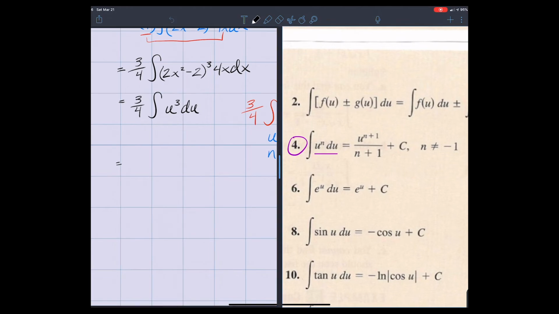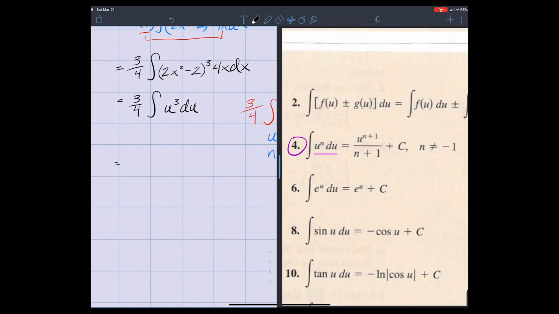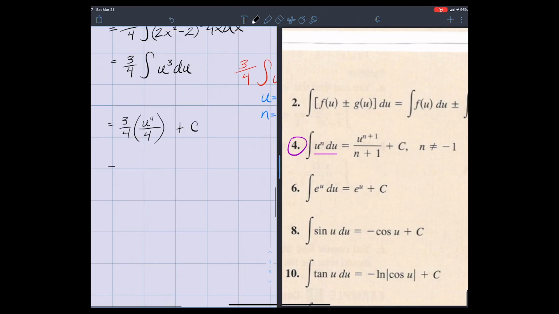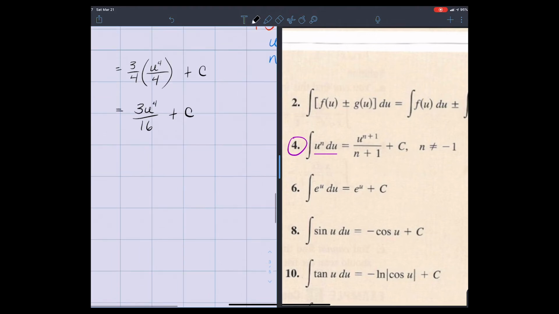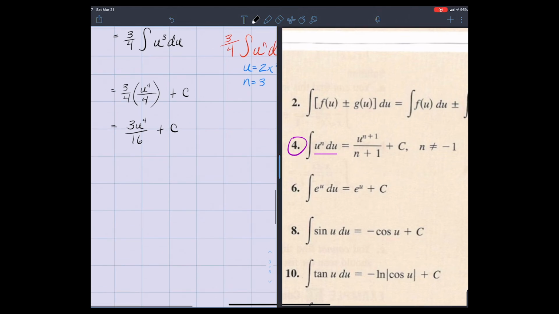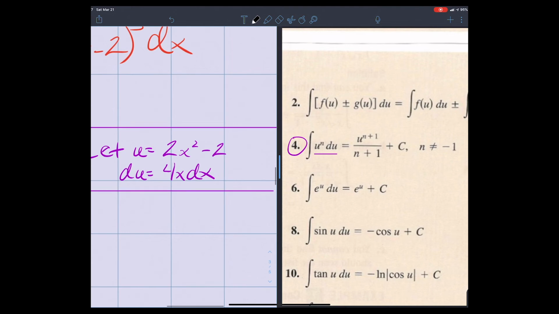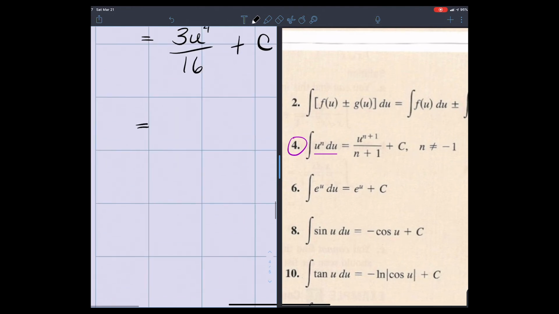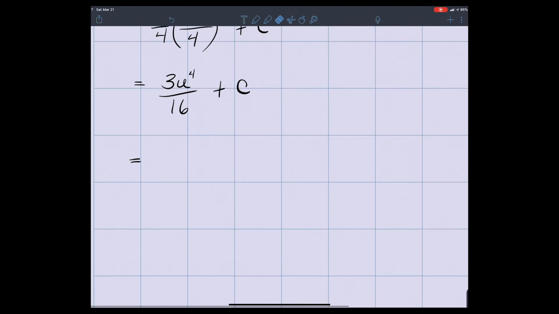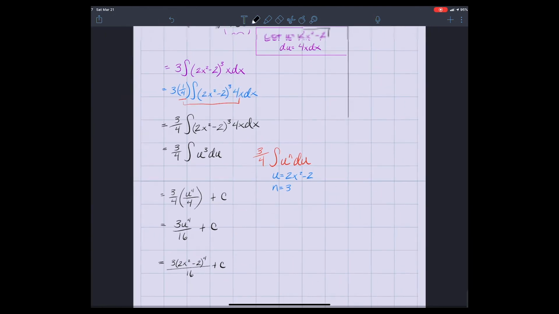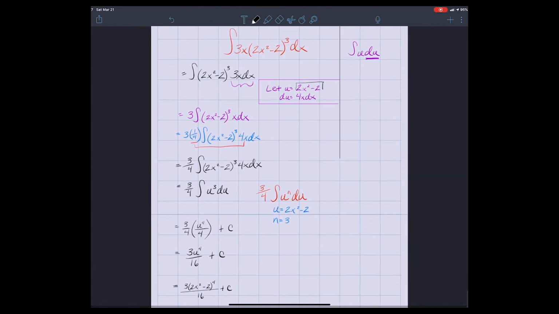So using this rule on the right-hand side, I can say that I'm going to just do 3/4 times, I have to raise it to the power, u to the 4th power, and then I have to put it over the same number 4, n plus 1. And then I have to put the c. This just cleans up nicely to 3u to the 4th over 16 plus c. Now, what I have to do is substitute u back for what we started with, which is this, 2x squared minus 2. And so let me do that. And that's the answer.